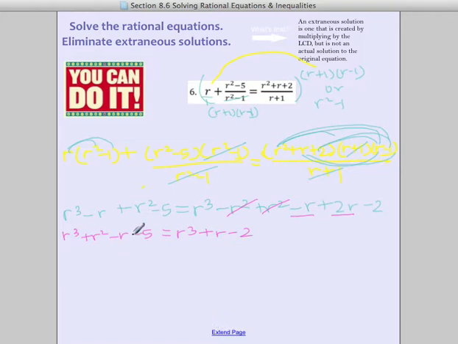Now I'll see that I have r to the thirds on both sides. So if I were to subtract r to the third from both sides, they will cancel. Okay, and now we can see it's a quadratic. So I need to get everything onto one side because it's a quadratic. So I move everything to the left-hand side. So I'm going to subtract r and add 2.